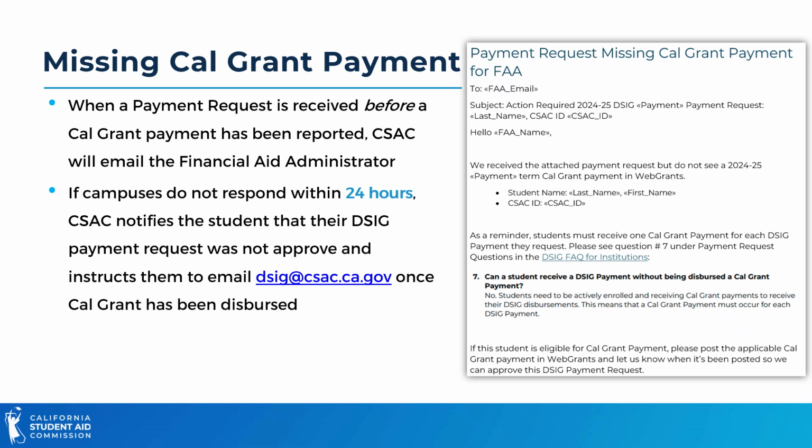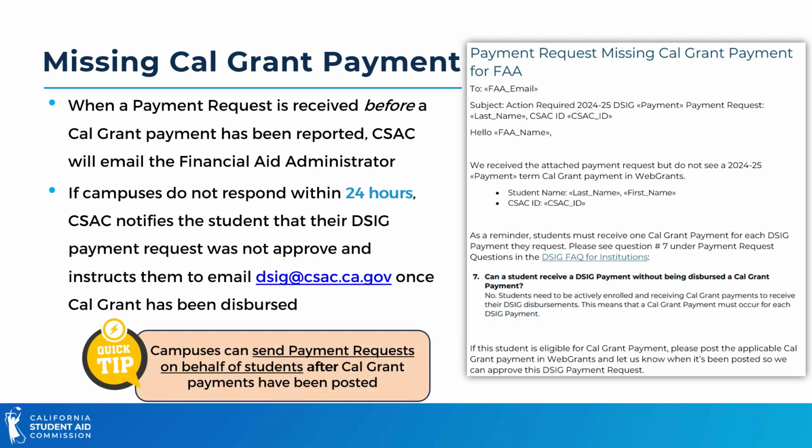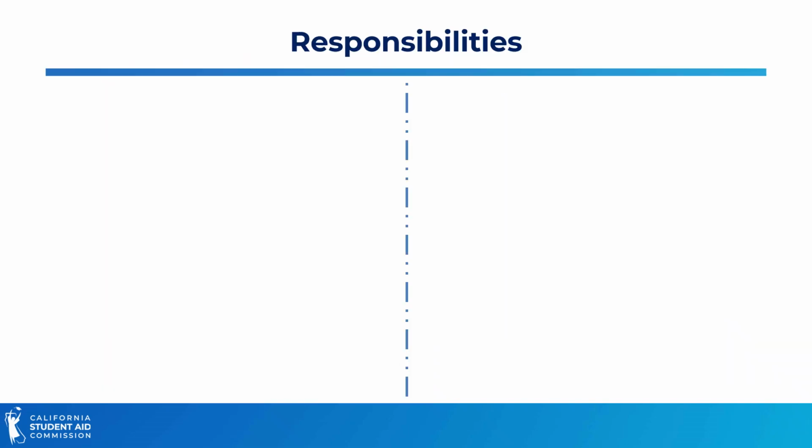A quick tip: campuses can send payment requests on behalf of students after Cal Grant payments have been posted. Doing this eliminates the possibility of missed payments.